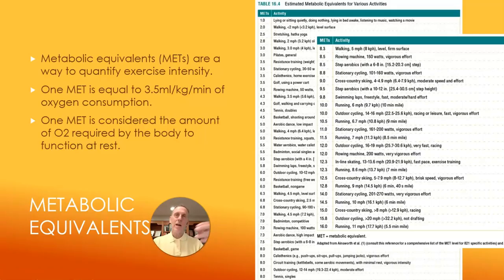So again, the perceived exertion scale is relative to the person. This is also relative to the person in terms of it's 3.5 milliliters per kilogram per minute for the person. So a 200-pound person, it's still going to be 3.5 milliliters per kilogram per minute, but a 100-pound person is going to be different than a 200-pound person in terms of how much total oxygen consumption they have, just because of the actual difference in mass.